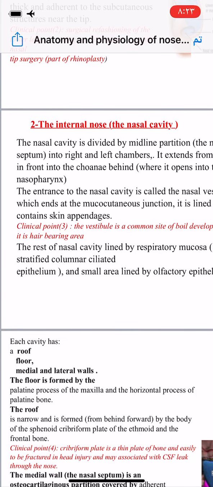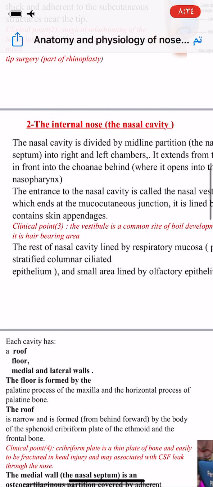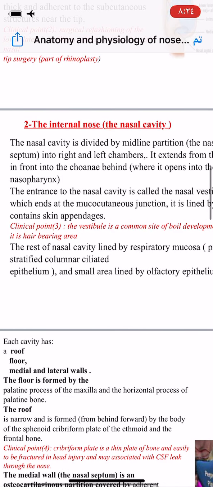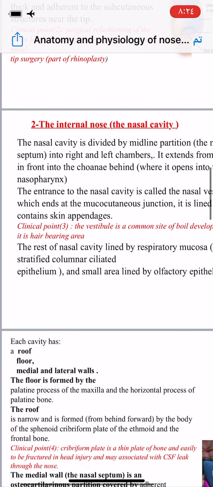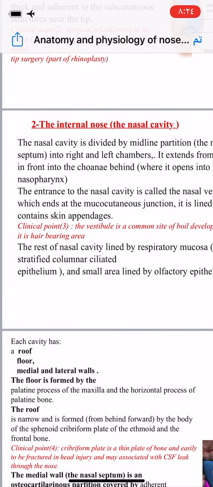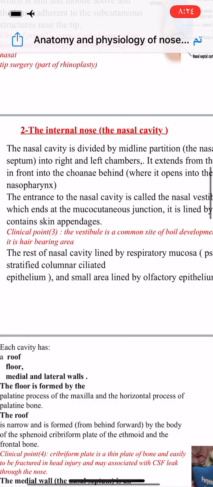Now, the internal nose or nasal cavity. The nasal cavity is divided by a midline partition, which is called the nasal septum, into right and left chambers. It extends from the nostril in front to the choana, which is the posterior nasal aperture behind, where it opens into the nasopharynx.